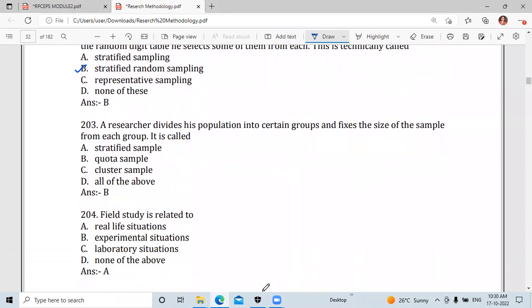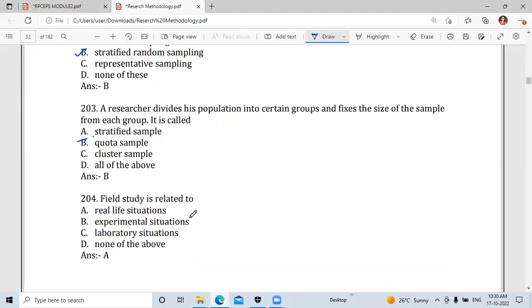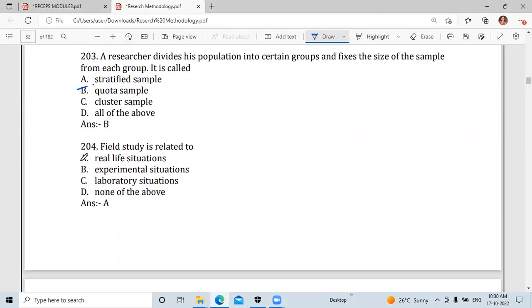A researcher divides his population into certain groups and fixes the size of the sample from each group. It is called quota sample. Field study is related to real life situations. Field study is related to what? Real life situations.